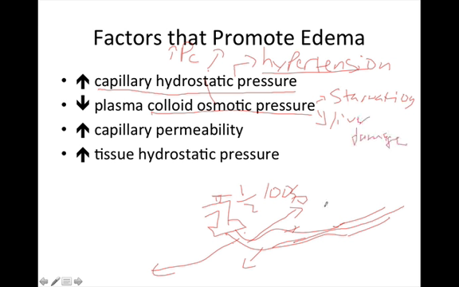Okay, so starvation. Obviously, in order to make protein, you need to consume it, right? You need to consume amino acids so we can make them. And there's a particular condition called kwashiorkor.